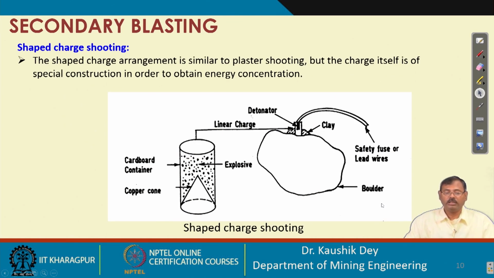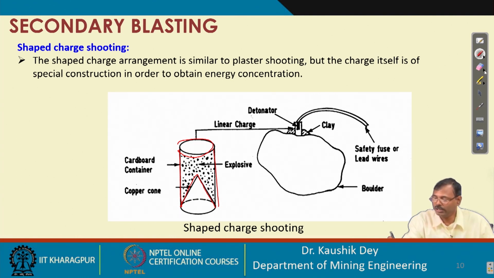The shaped charge is one special theory where we give the charge a shape. Generally, a copper cone is inserted in the explosive part, so that the explosive gets a shape, like this, while the blasting is carried out. So this shaped charge can be used in boulder blasting.